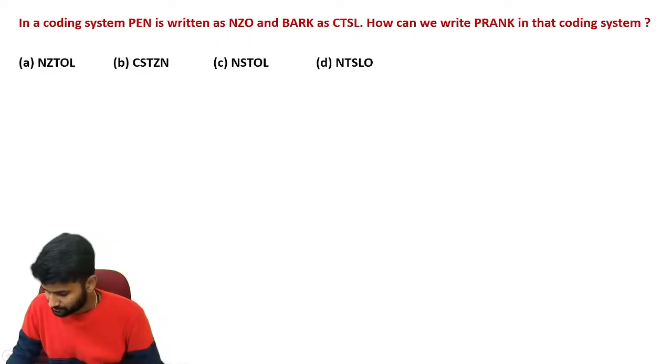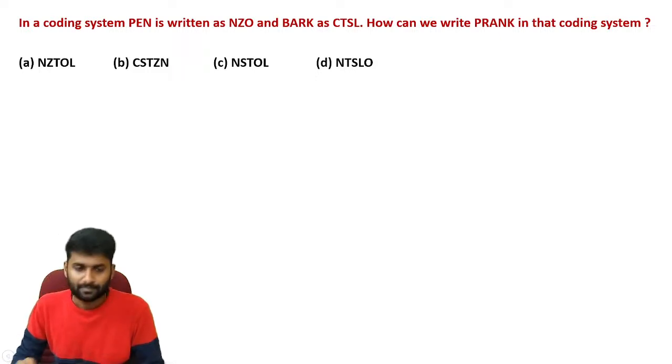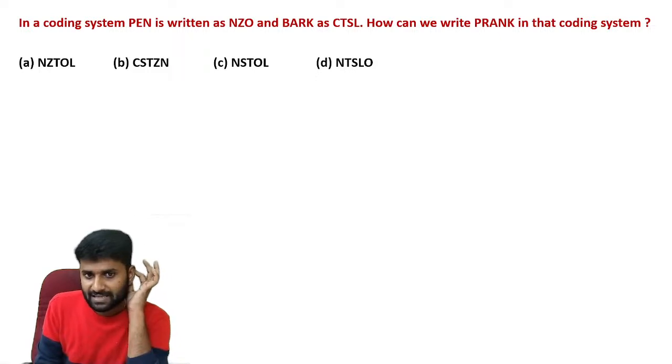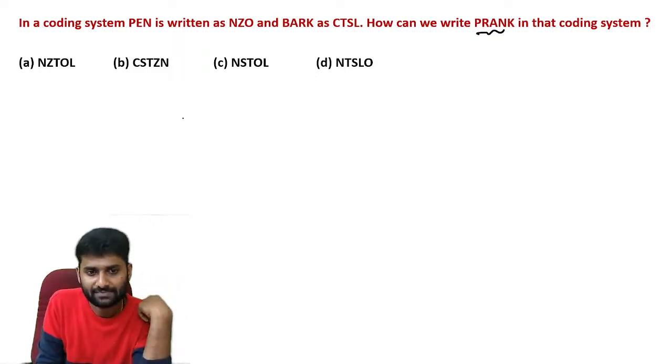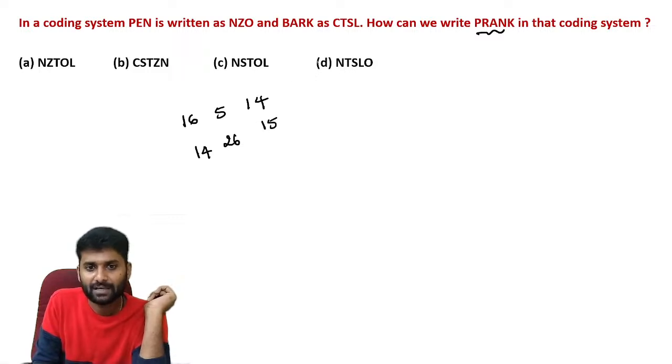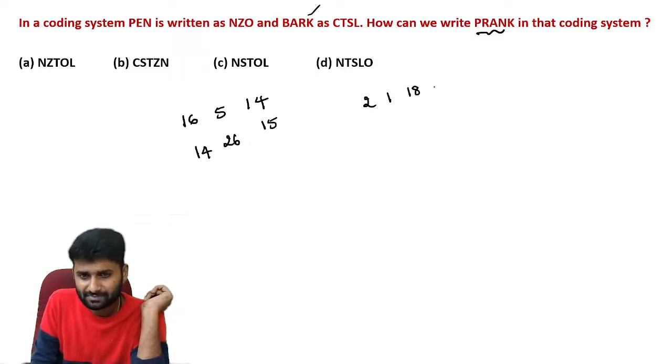Solve this question. In a coding system, pen is written as NZO. Bark is coded as CTSL. How can we write prank in the code like this? P is the 16th letter, E the 5th letter, N the 14th letter, coded as the 14th letter, the 26th letter, and O is the 15th letter. Same way, bark: B second letter, A first letter, R 18th letter and K is the 11th letter. Let's go through that. This is the third letter and 20th letter, S is the 19th letter, and L is the 12th letter.